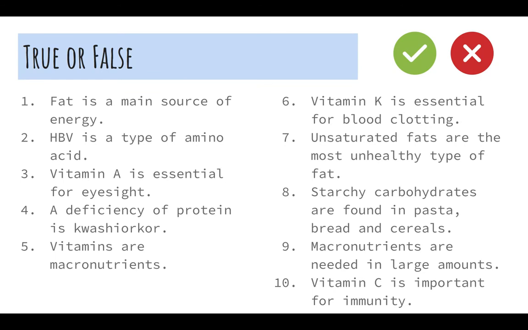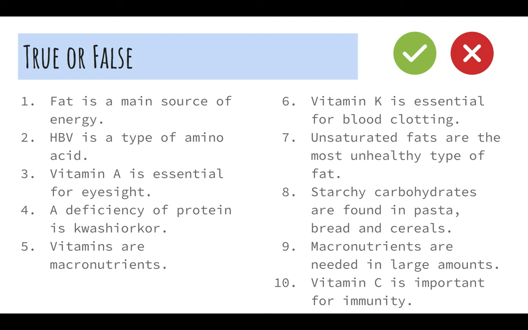Number 3, vitamin A is essential for eyesight. Hopefully from last week's learning, you've learned that this is true. Number 4, a deficiency of protein is kwashiorkor. That is also true. Number 5, vitamins are macronutrients. Hopefully you remember from last week's learning that this is false. Vitamins are actually micronutrients because they're needed in small amounts.